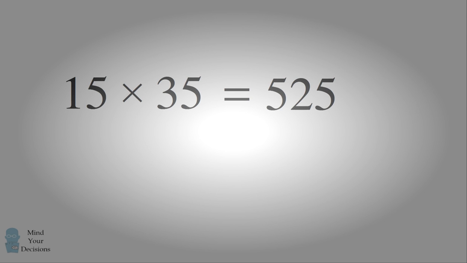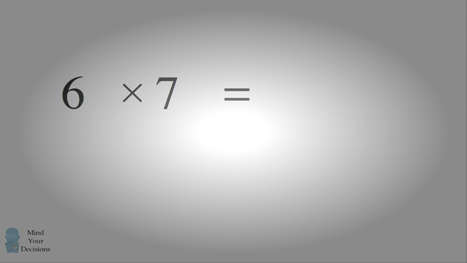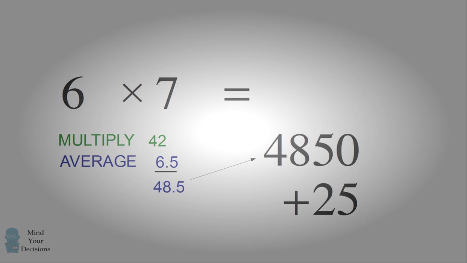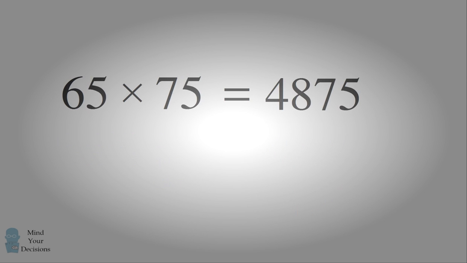Let's do another example of this technique. Let's say you want to multiply 65 by 75. Both of these numbers end in the digit 5, so we can cover up the digit 5. We now want to multiply these digits to get 42, and we take the average, which is 6.5. Adding this together, we get 48.5. Now we multiply by 100 to get 4850, and then we add 25. So we have 4875. And that's our answer. 65 times 75 is 4875.